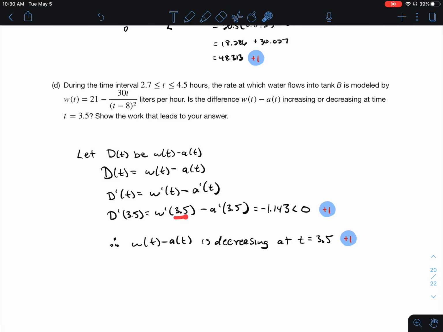Anyhow, if you put 3.5 into these, you're going to get negative 1.4, negative 1.143, and what matters is that it's negative. It's less than 0. That means that the slope is going down. That means that the graph, or the curve, is going down. That means the graph is decreasing at 3.5.